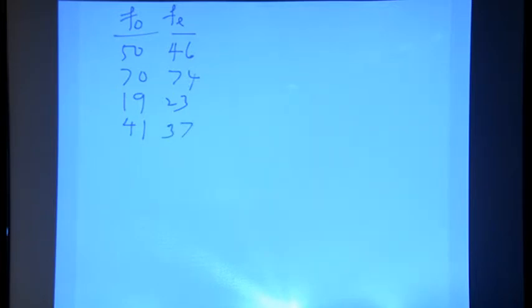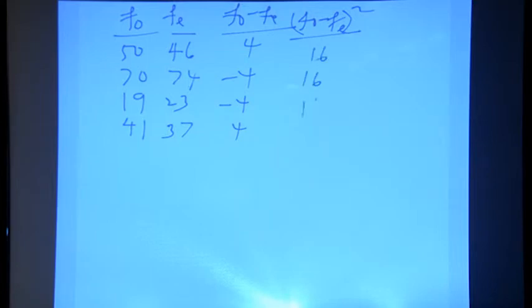Now, our chi-square formula requires FO minus FE. So, we write FO minus FE and we subtract here. So, this will be 4, negative 4, then negative 4 and 4 again. Then FO minus FE, the whole square, and here when you square you will get 16, 16, 16 and 16.